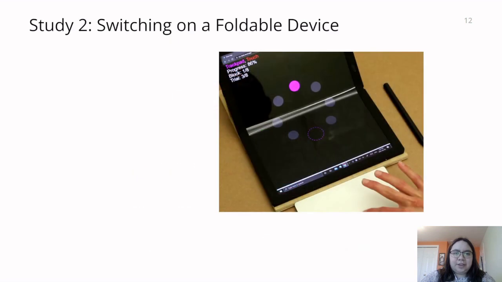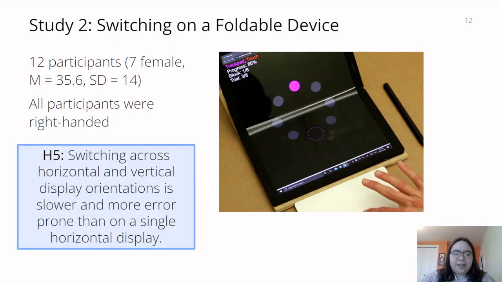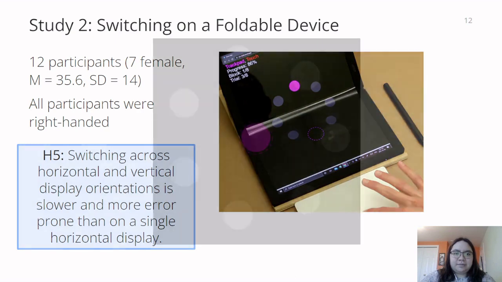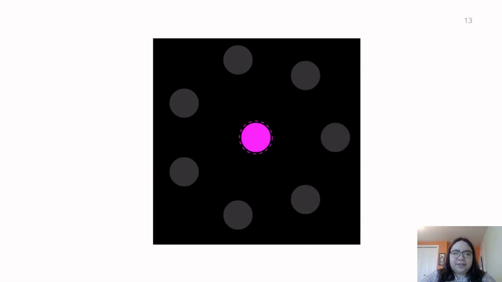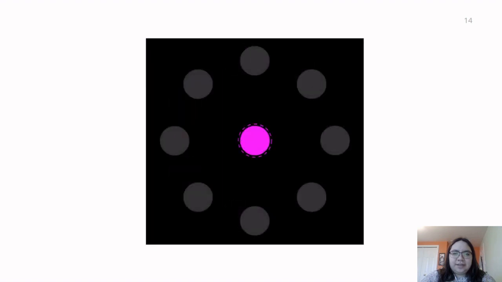Next, we examined switching on a tablet-sized foldable device, pictured here. Again, we recruited 12 right-handed participants. We added a new hypothesis as well, that switching on the foldable device would be slower and more error-prone than on the tablet. We also slightly altered the task. Instead of using 7 docking tokens arranged in a circle, we used 8, with tokens placed symmetrically on and around the fold of the device, like so, where the blue line represents the fold of the device.